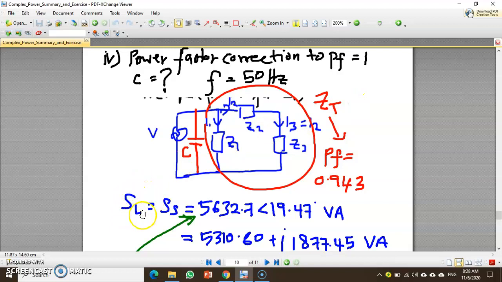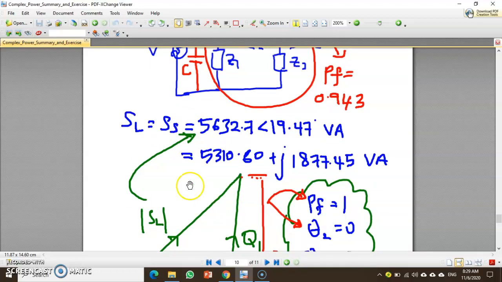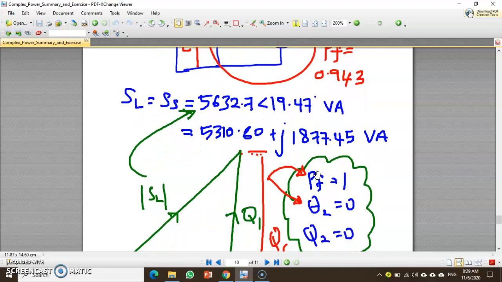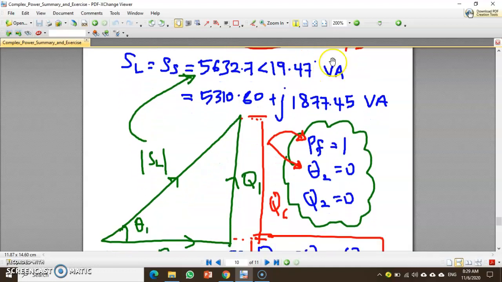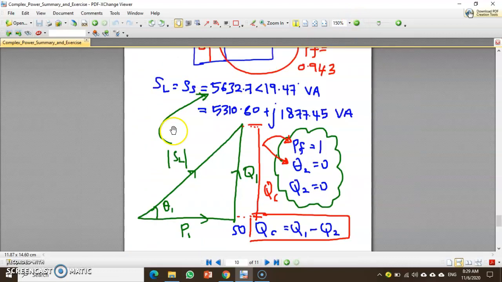So S load equals S supply according to the conservation of complex power. So this is the total complex power of the load. Then you can convert to rectangular form. We have P, the real power, and Q, the reactive power of the load. When you draw the power triangle, we have P1, Q1, S load. This is the power triangle without the capacitor, the original power triangle.